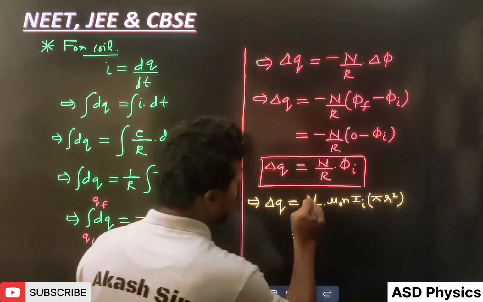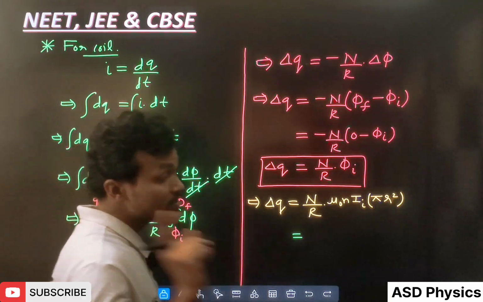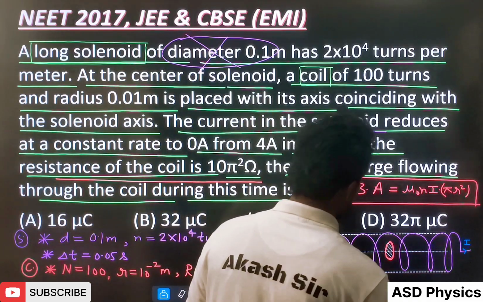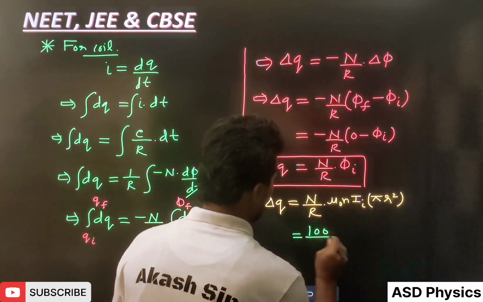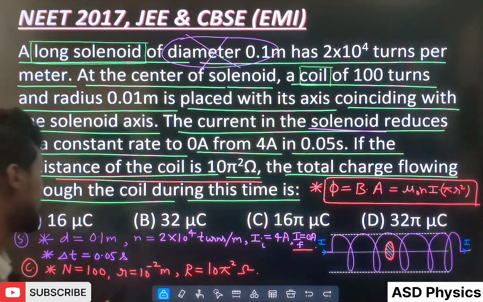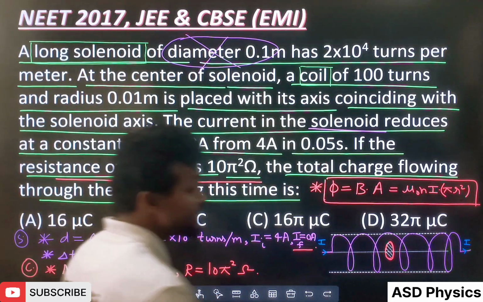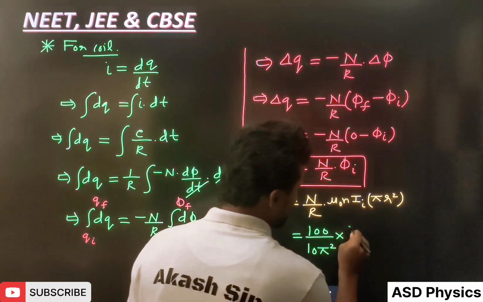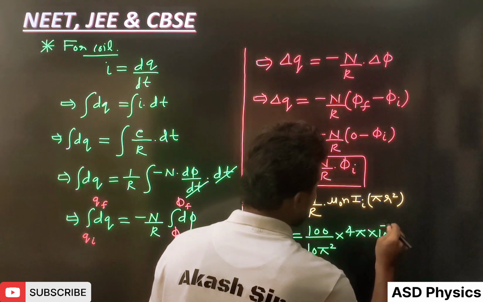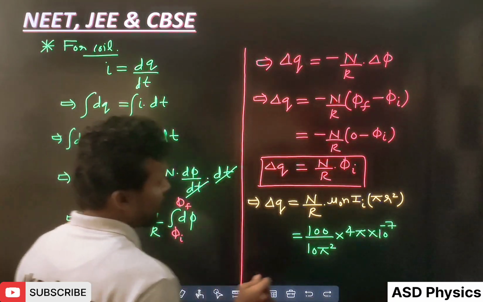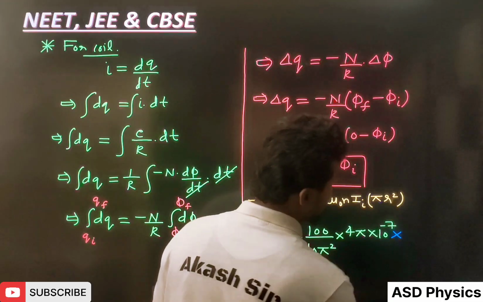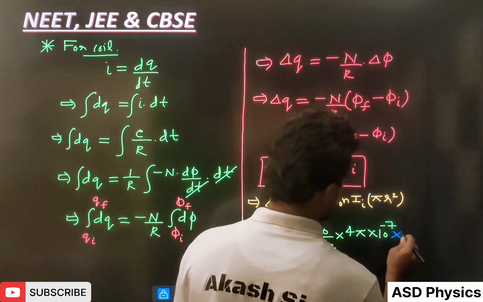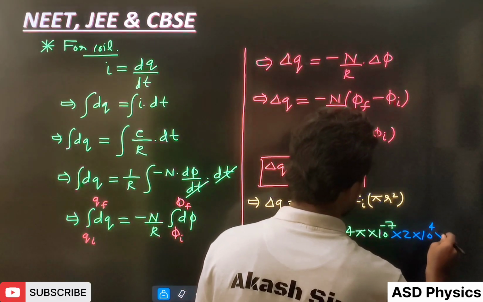See here, the number of turns in the coil, capital N, is 100. If we remember the data, that is better. So 100 by resistance. The resistance of the coil is given as 10 pi square. Let me write 10 pi square into mu naught, which we know is 4 pi into 10 to the power minus 7. What is the small n value? Number of turns per unit length, 2 into 10 to the power 4 for the solenoid.